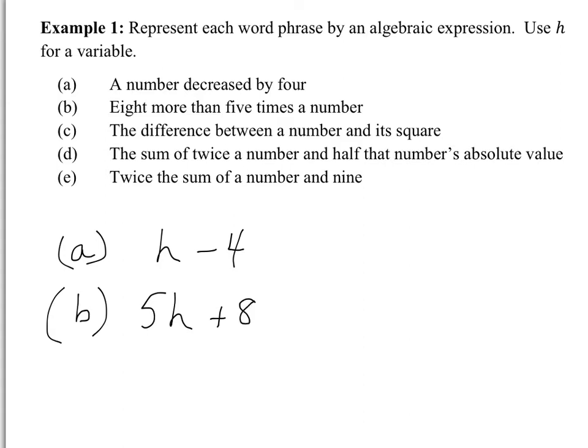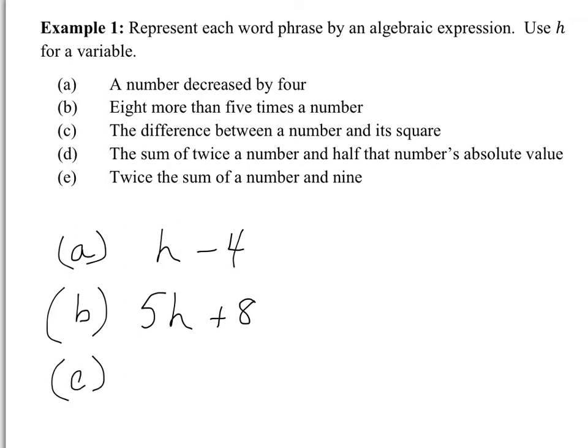Now I want to point something out. In part B, Nile could have said this backwards, right? Because of the commutative law of addition, technically he could have said 8 plus 5H. But he didn't, which is fine. But part A, you can't do that, right? Part A, 4 minus H and H minus 4 are different things. So the order of the words does matter. Now, in cases where it's addition, you can move them around. But keep in the back of your mind the order in which the words appear in the statement.